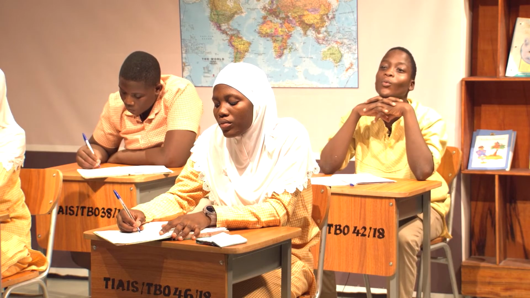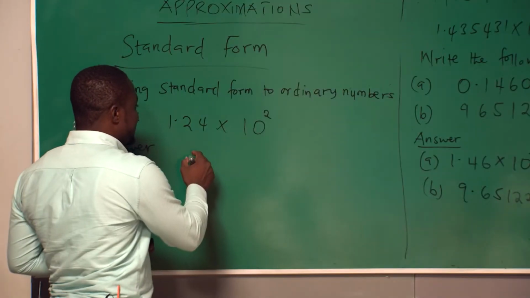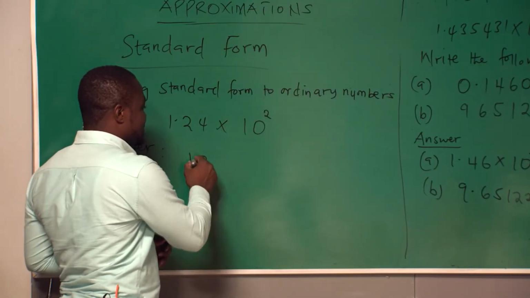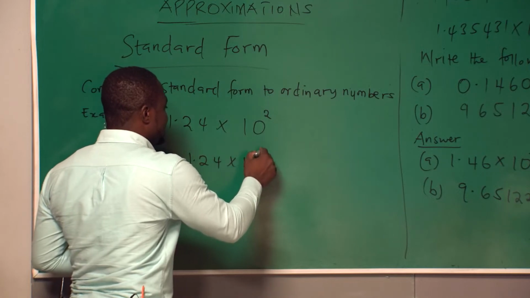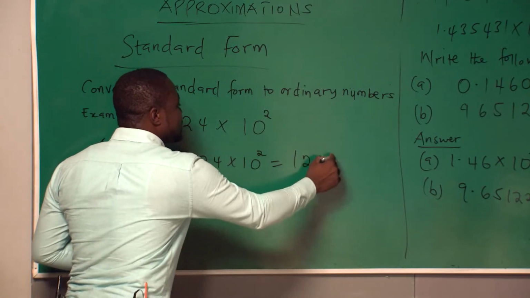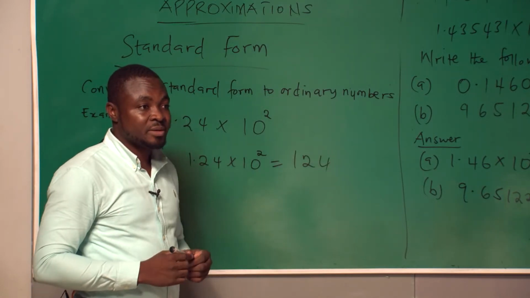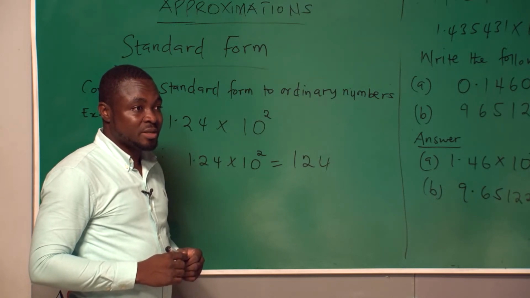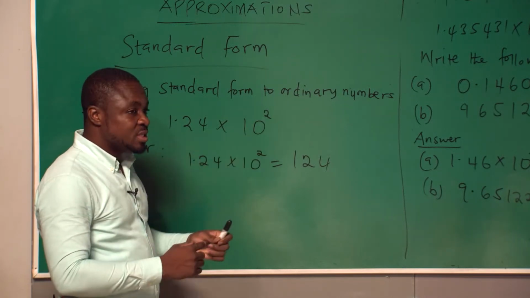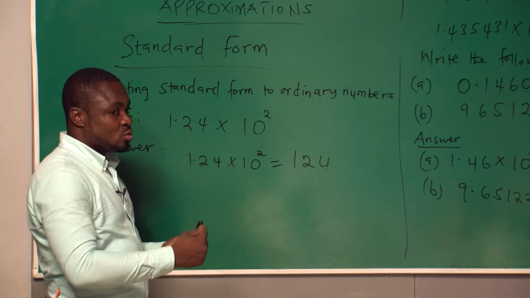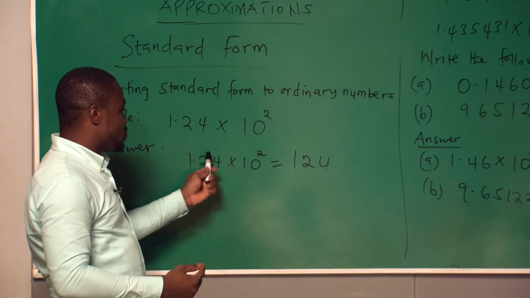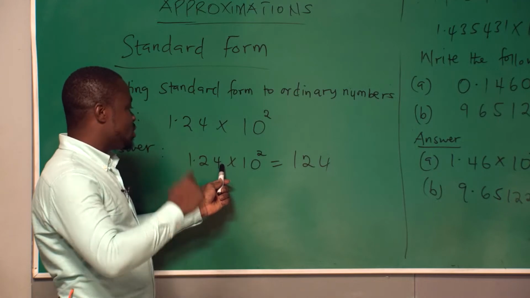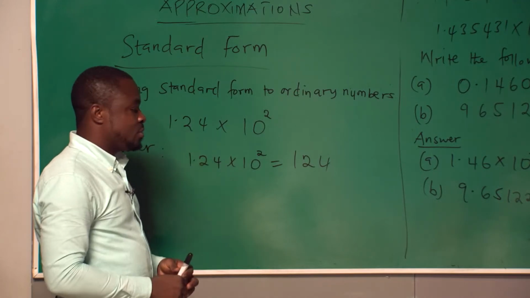The answer is 124. You end up with 1, 2, 4. Do we agree? Asifa, do we agree? Yes. The 10 exponent 2 means you move the point 2 times. So you have 1 and 2, right? So it becomes 1, 2, 4.